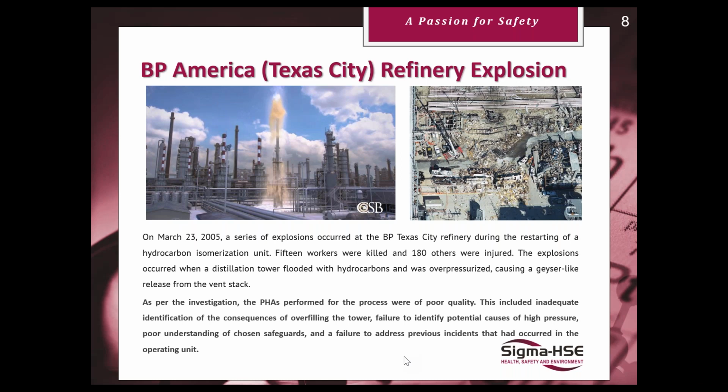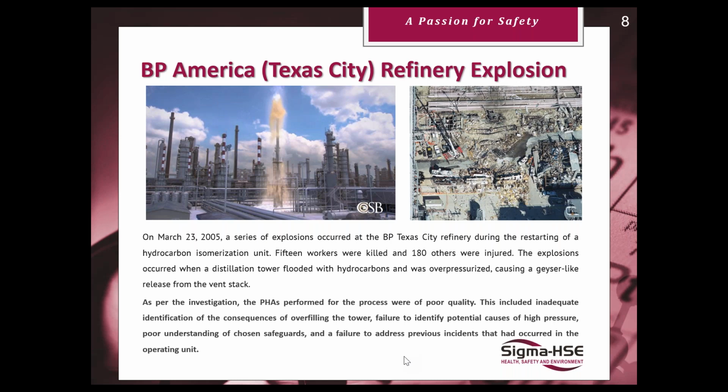There were numerous things that contributed: overtime, lack of management of change, but they also found during the investigation that the PHAs that were performed for this process were kind of just there to check the box. They didn't really look at what the consequences of overfilling the tower were. They didn't look at all the potential causes of a high pressure scenario. And they didn't really understand the safeguards that they applied to their scenarios. They just said, yes, we have it, and it's good.